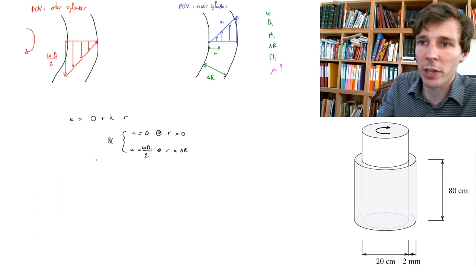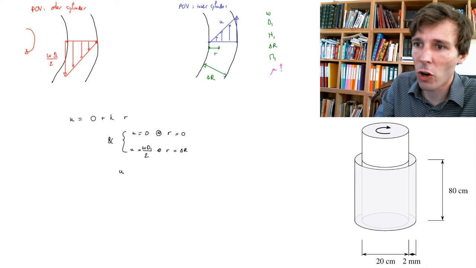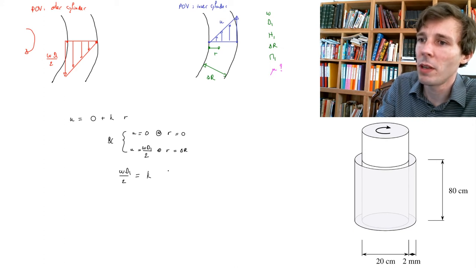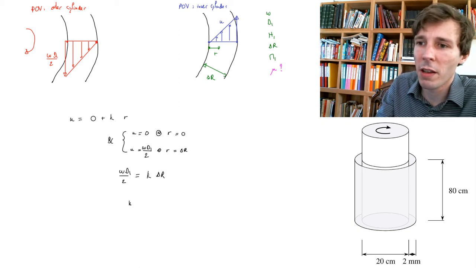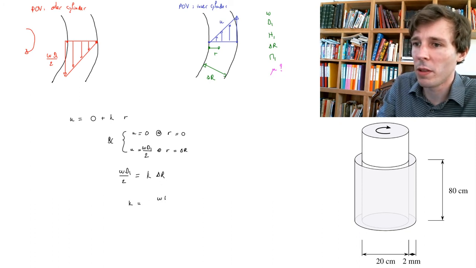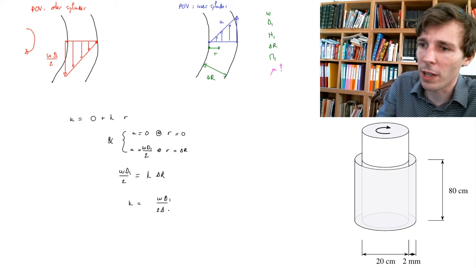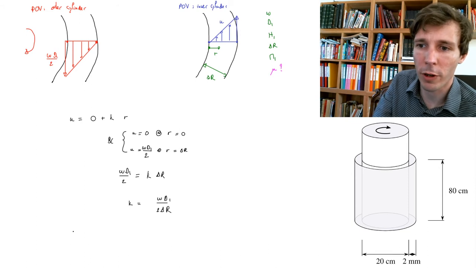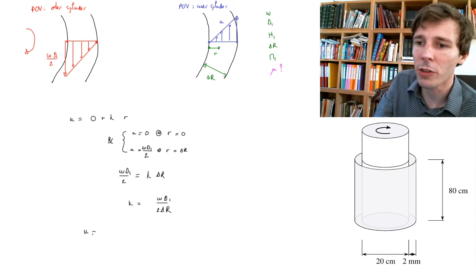So I apply this second boundary condition onto this function so that I get omega d1 divided by 2 is equal to 0 plus k multiplied by r, but r in this case has the value capital delta r, like this. And this allows me to find k. K is here omega d1 over 2 divided by delta r, like this. Let me rewrite this cleanly, like so. 2 delta r, like this. All right. So now we plug this constant back into the function for velocity that we guesstimated. And then we have u is equal to omega d1 divided by 2 delta r, times r.